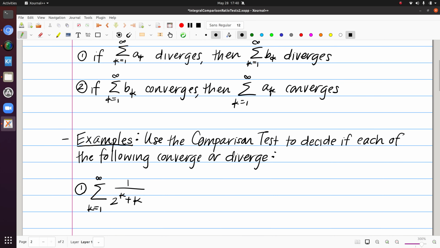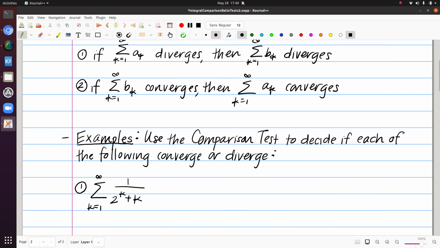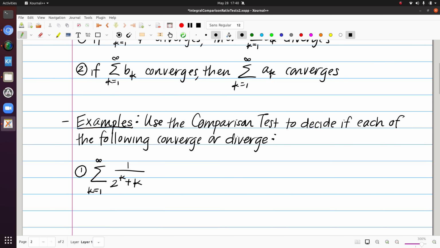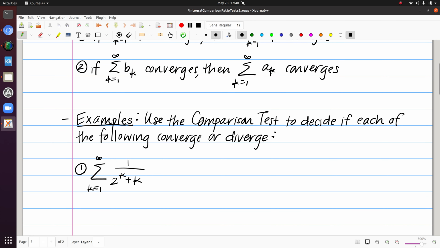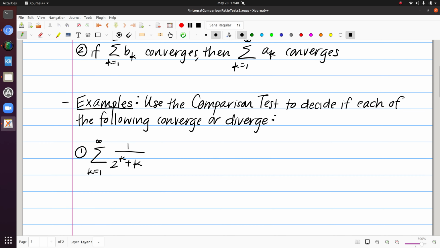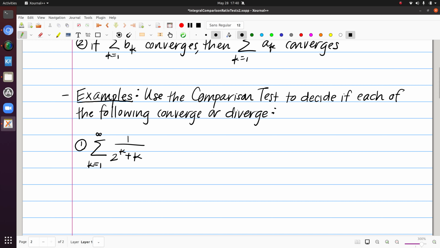Part of what's difficult is knowing what to compare to. Also, of course, when do I use the comparison test? I'll say in general, my instinct is to use the comparison test if I ever encounter a series that looks almost like a p-series or almost like a geometric series. And I'll look at this first example here. And this is an instance where both of those statements really hold true.